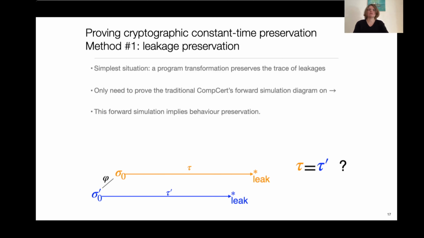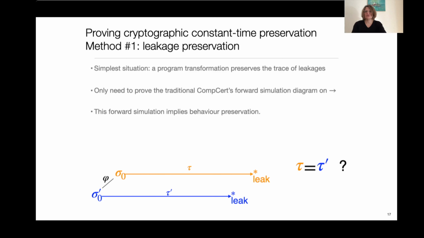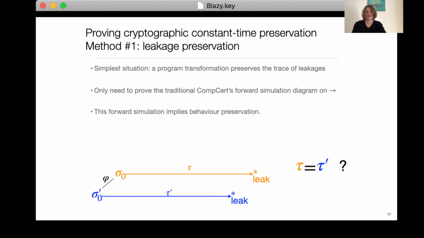So let's consider two complete executions of a program at a target level. Each execution observes a trace of events. We have two traces, tau and tau prime, and we want to prove that tau equals tau prime. How do we prove that?